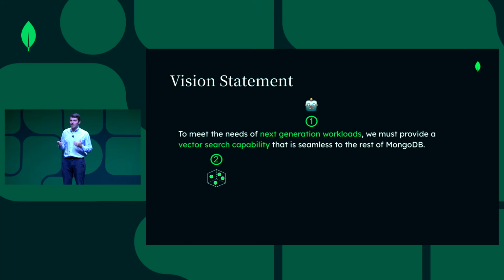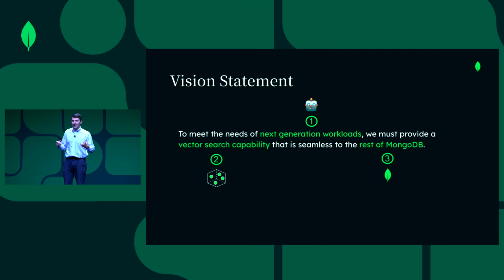That capability needs to be rock solid. It's one thing to have something that can serve queries. It's another thing to have something that's highly available, that's highly durable, that's secure, and that scales for hundreds of millions or billions of vectors, or thousands of queries per second.